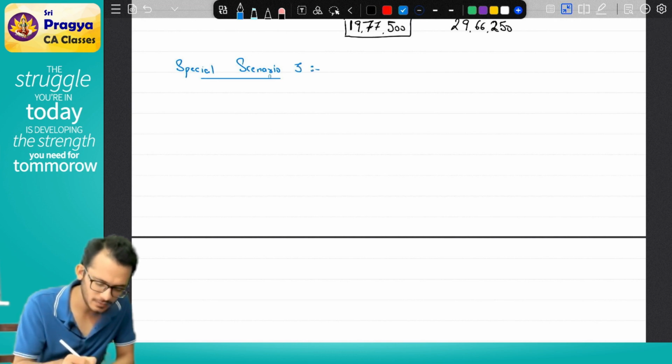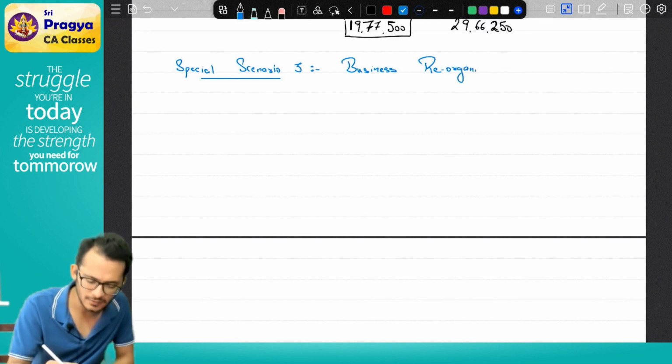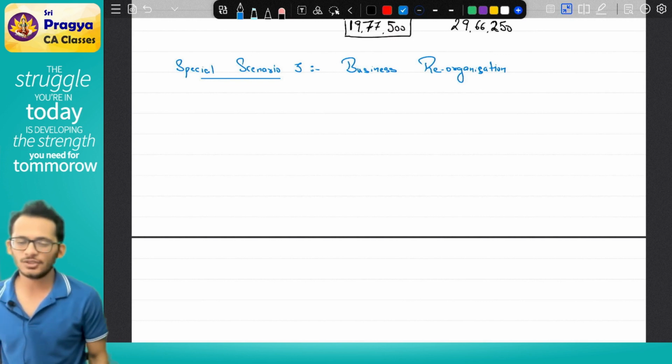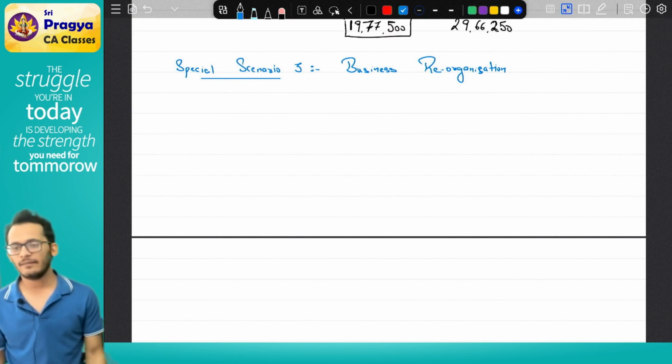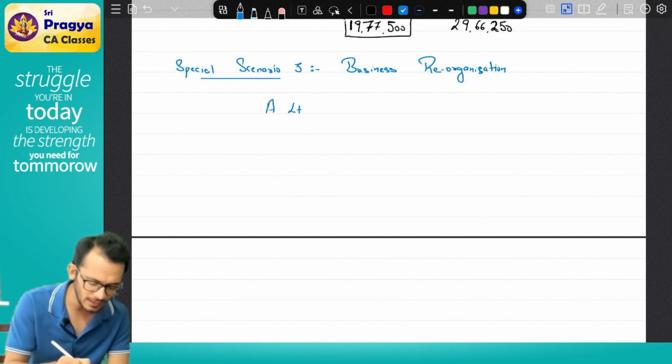Special scenario number 3. What is it? We are talking about business reorganization. What do we mean by business reorganization? We're talking about amalgamation, demerger, and all those cases. Now the issue which has happened is that there was a person called A. Now he had an asset in his hand.